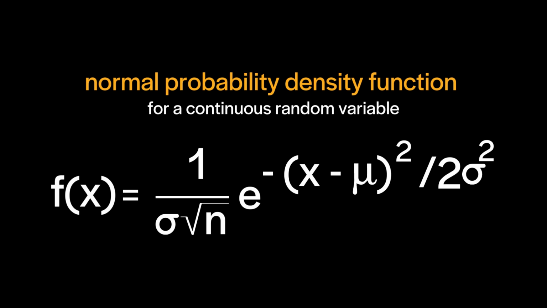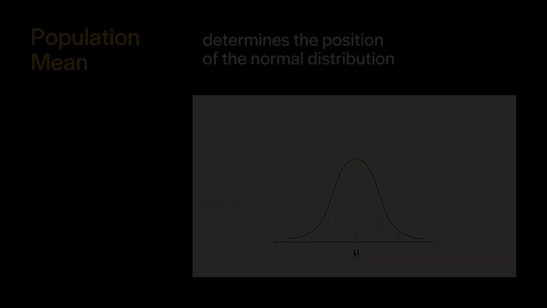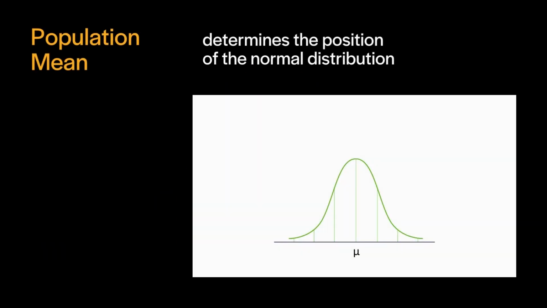Here we have the normal probability density function for a continuous random variable with a population mean mu and a population standard deviation sigma. Let's examine the further characteristic of the bell curve with this function. Now we understand what a bell curve looks like. Next, we are going to examine the population mean and population standard deviation, two factors that determine the shape of the bell curve. Firstly, the population mean value determines the position of the normal distribution.